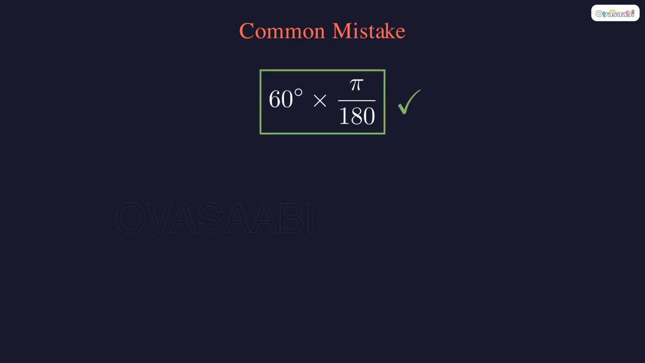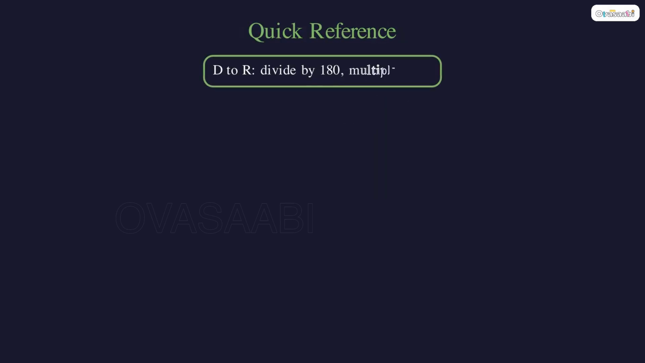Common mistake. Students multiply degrees by 180 over pi. That's backwards. Degrees go with pi over 180. Remember, d to r, divide by 180, times pi. Memorize these common values, they appear in every exam.